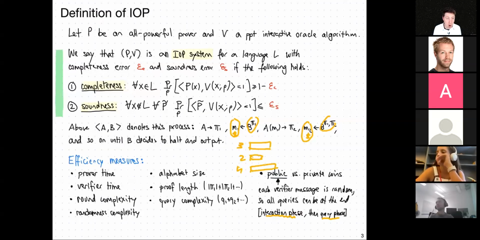A public coin protocol is always of the sort: pick something random and send it. Random truly means you sample the randomness and you send it. Okay, that's what public coin means. If it's something more complicated, that's not public coin.